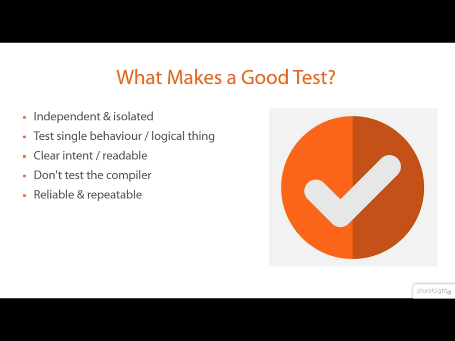A good test is reliable and repeatable. It's reliable because we should always trust the output of the test. We shouldn't be second-guessing it. Good tests should also be repeatable. That means they should produce the same result given the same set of circumstances every single time. If the codebase hasn't changed and a test sometimes passes and fails, then it's neither reliable nor repeatable.